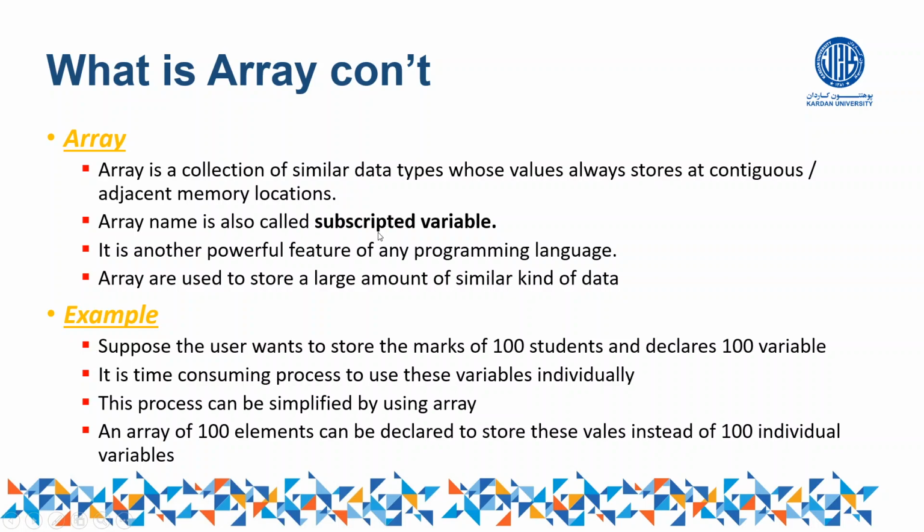The array name is also called a subscripted variable. Why do we call the array name a subscripted variable? Because it is using a subscript. That's why we call the array name a subscripted variable. Obviously, along with loops and decision control structures, array is a powerful feature of any programming language. Why are we using arrays? Arrays are used to store a large amount of similar kind of data. So if there is a large amount of data and the data type is similar, we can use an array.